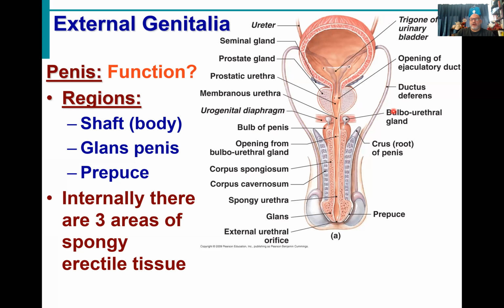Notice this is also where the bulbourethral glands that we talked about are. Remember we talked about how they release their secretions, that pre-ejaculate, into the urethra. And as you can see, its duct goes through the bulb of the penis, which is where it gets its name, bulbourethral gland. But like I said, you can also call it the Cowper's gland, because Cowper is easier to spell.